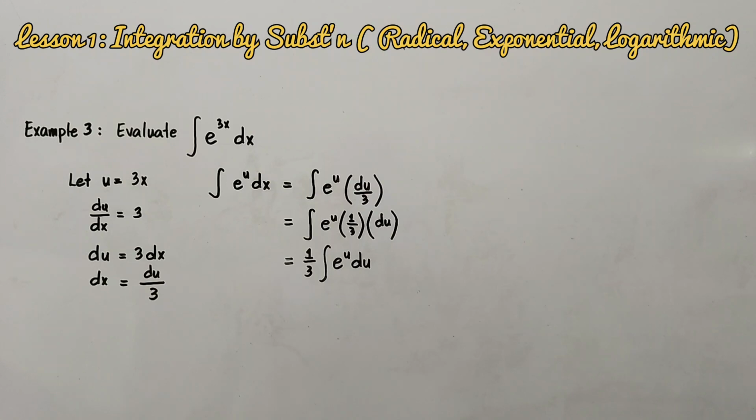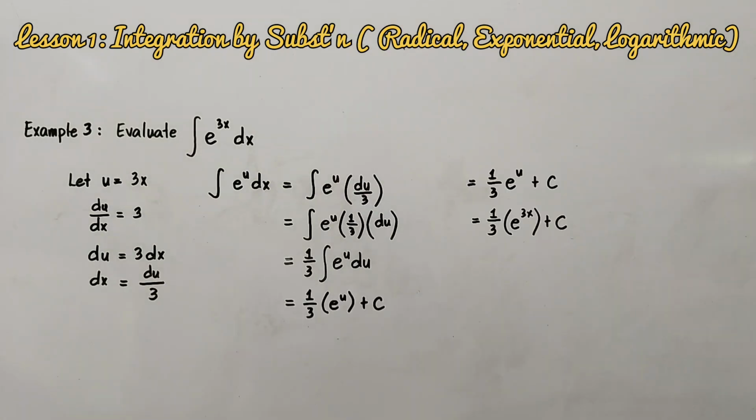Applying the theorem that I have mentioned earlier, so we have this. The integral of e power u is e power u plus c. So we have 1/3 e power u plus c. We will now change u by 3x. Our answer is 1/3 e power 3x plus c.